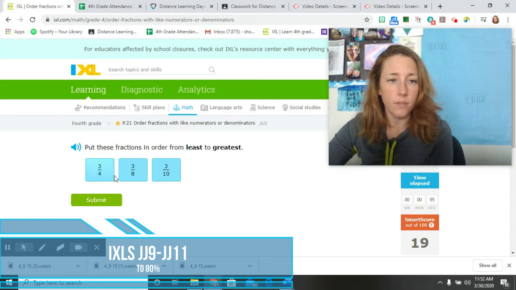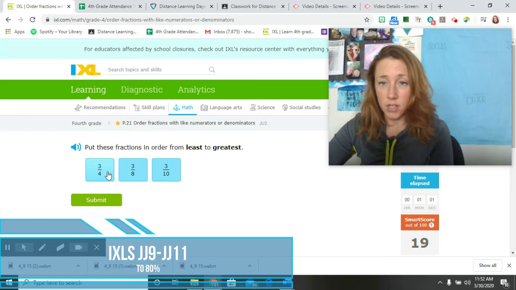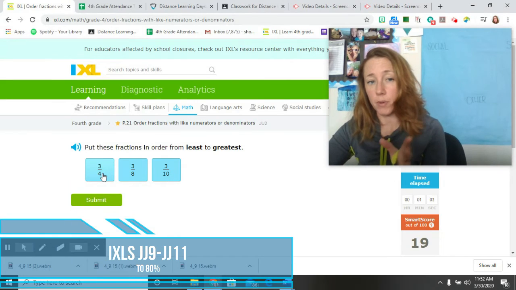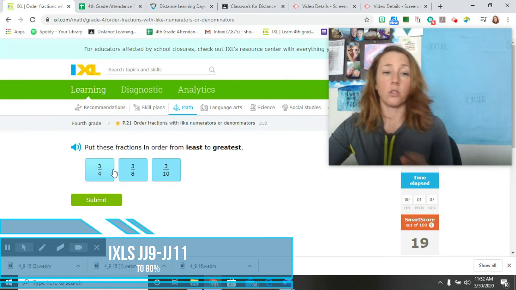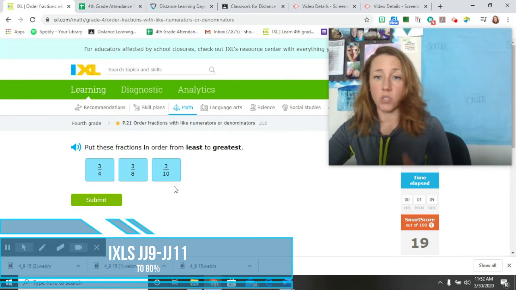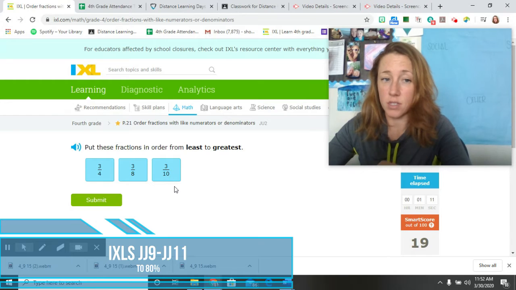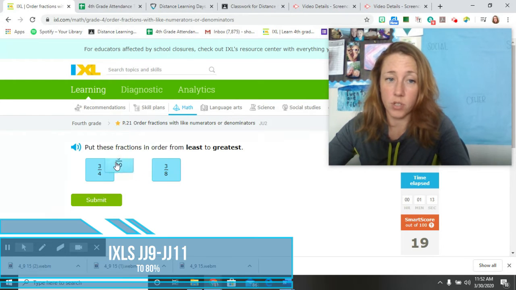Anyway, so I have 3/4, 3/8, 3/10, right? If I have a pizza and I divide it up between 4 people, you're going to get a lot bigger piece than if I have to divide it up between 10 people. So it's least to greatest. It's just the opposite of what we do if the denominators are the same. So this is my smallest number, my medium number, and my largest number.